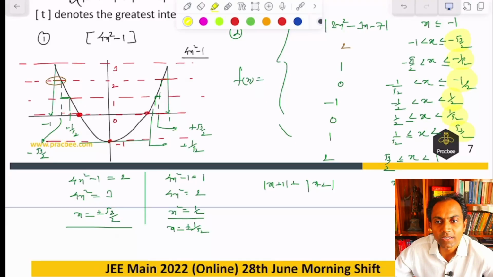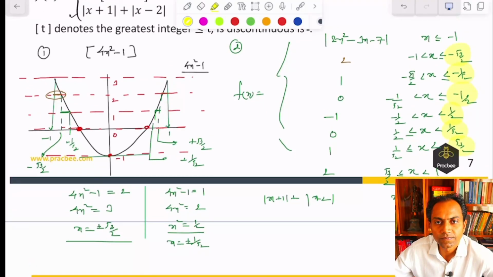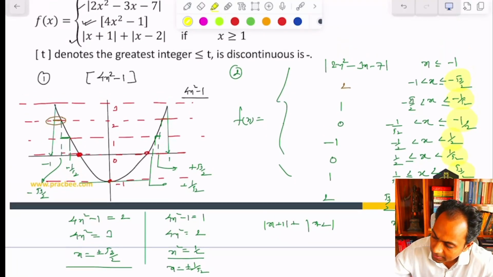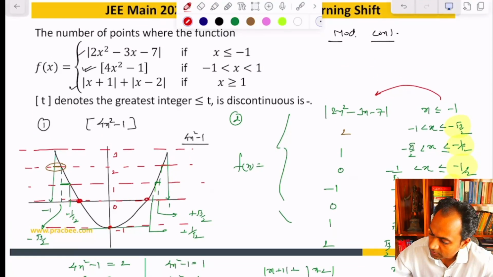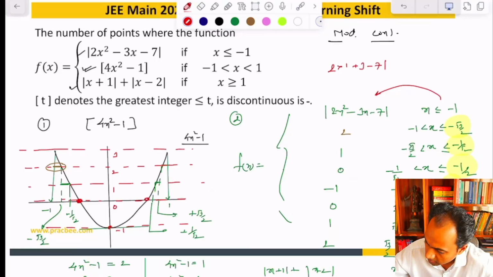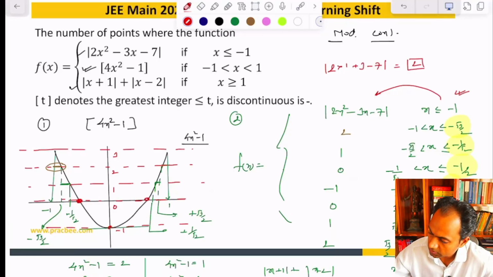What we need to check is basically what happens at minus 1. So if I look into the right hand limit at minus 1, this can easily be figured out by putting minus 1 here. So if I put minus 1, let us see what happens. This value comes out to be 2 into 1 plus 3 minus 7. This will become my left hand limit. So if I calculate, this value comes out to be 5 minus 2. That would be 2. You can see that at minus 1 it is continuous.